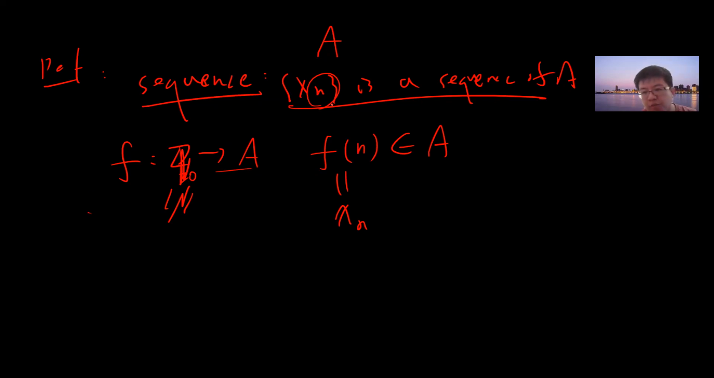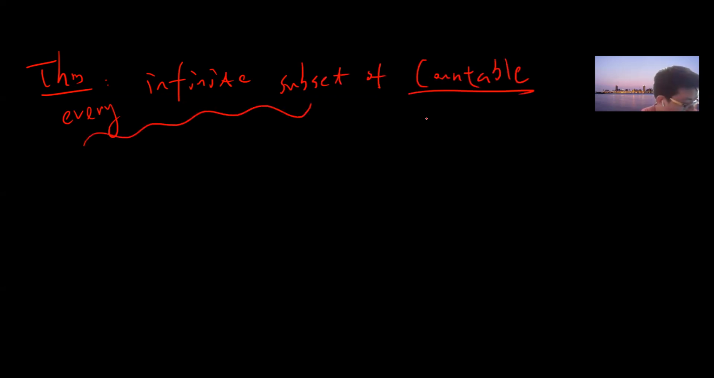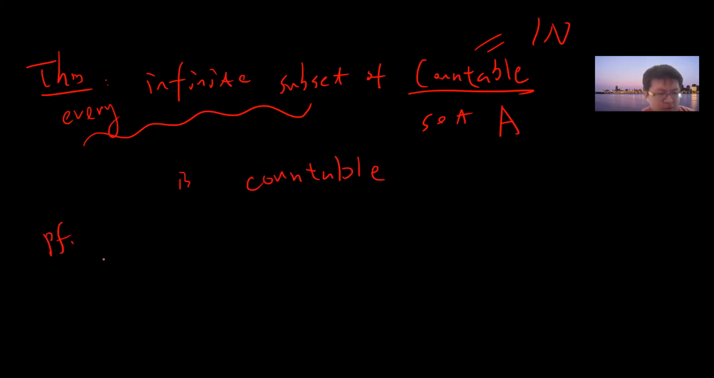So obviously this is countable, by definition. Okay, so theorem: every infinite subset of a countable set A is countable. Countable sets can be viewed as just the standard integers, so every infinite subset of the integers is countable. Okay, so proof. This looks very intuitive, but let's see.